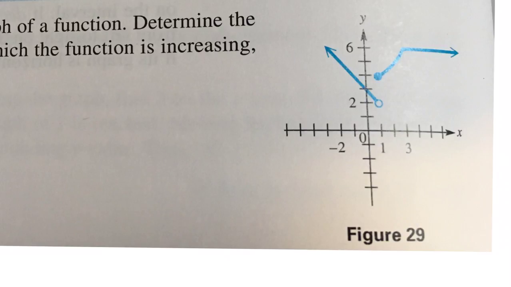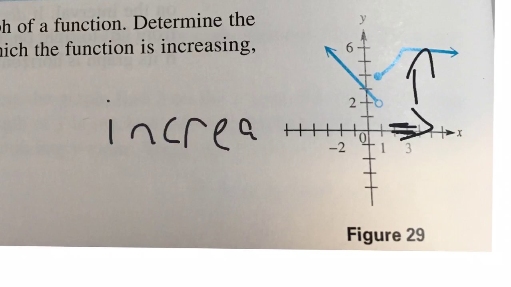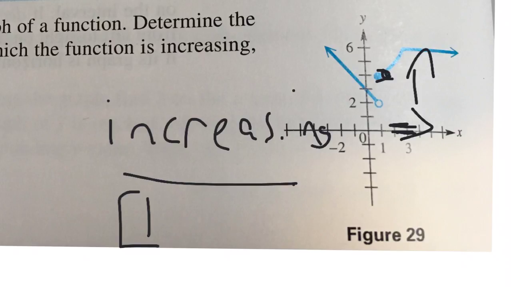Now, if you notice, as x increases from 1 to, looks like 3, as the x values are increasing from 1 to 3, the y values are also increasing. So that means it's increasing. Now for that piece of the graph, it's closed in at positive 1, so there would be a bracket around the positive 1, so it would be from 1 to 3. And there would also be a bracket around the 3, because if you notice, there's no open circle.